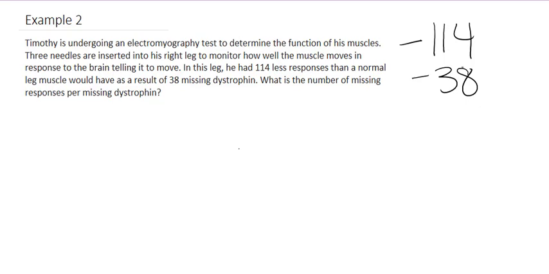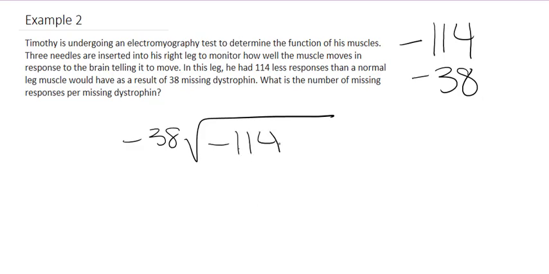So the second number we'll put out in front. And then we have our long division symbol with a negative 114 in the long division symbol. So now we can start dividing. Now 38 cannot go into 1. Can't go into 11, but it can go into 114.